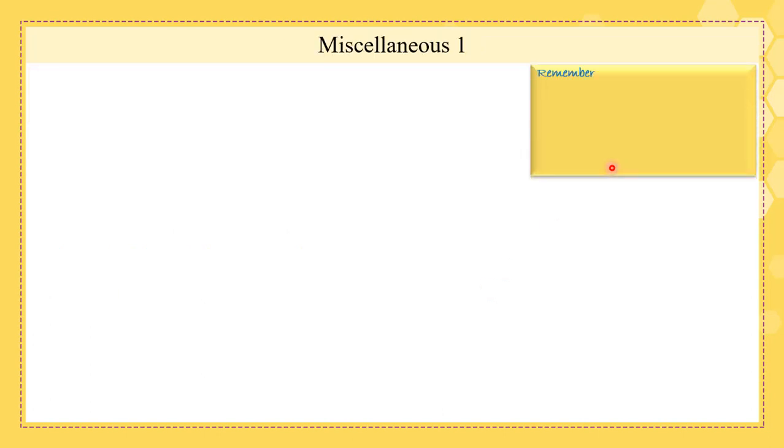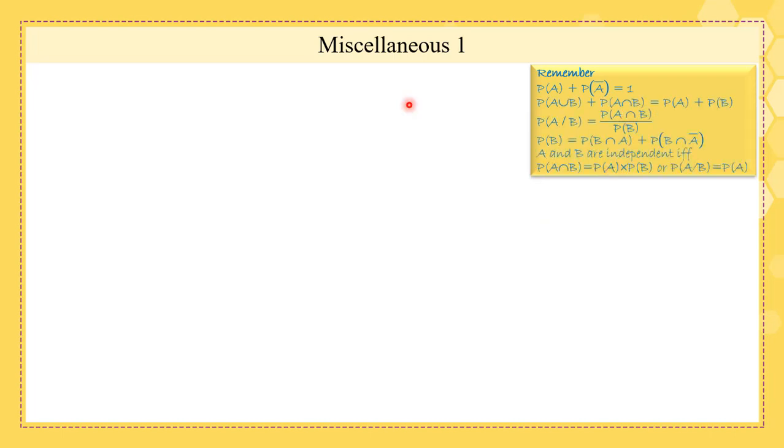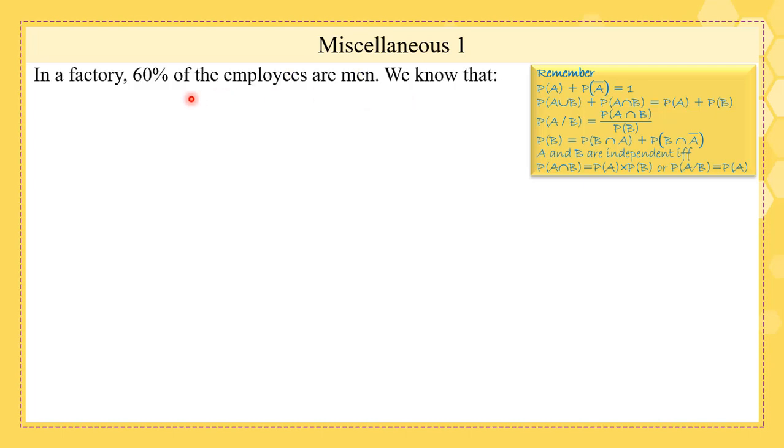Now, this is the list that we have to remember. Now let's see this kind of problems concerning probability. In a factory, 60% of the employees are men. So this is M, and this is 60% as a probability. From here, I can automatically say that if 60% of the employees are men, this means that 40% of the employees are not men, or women.